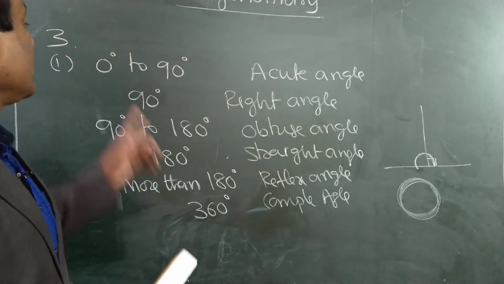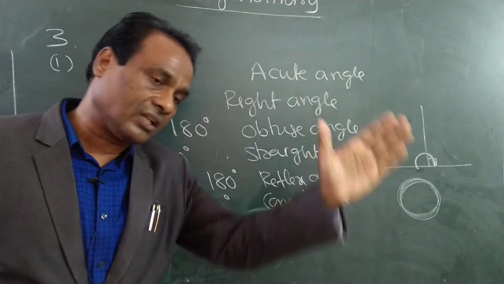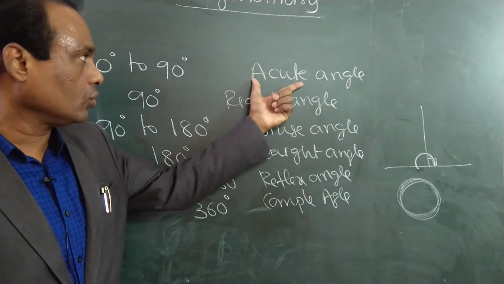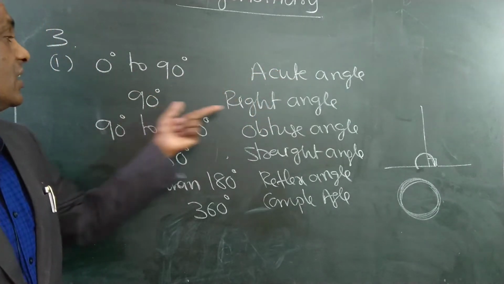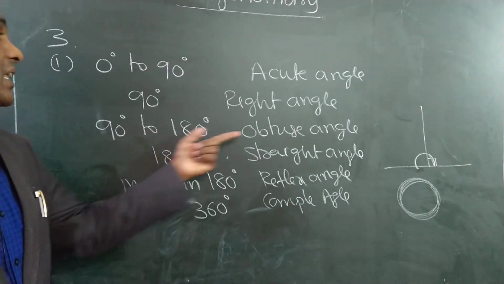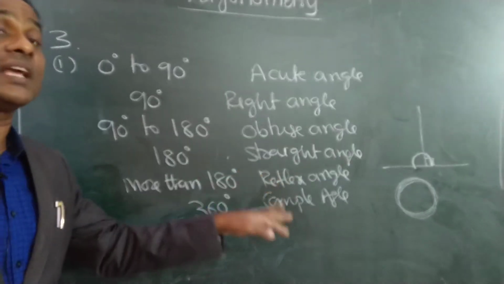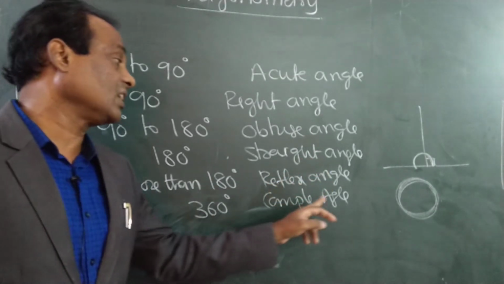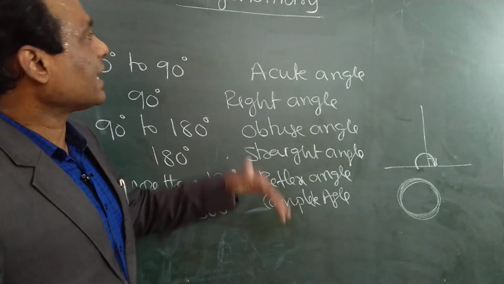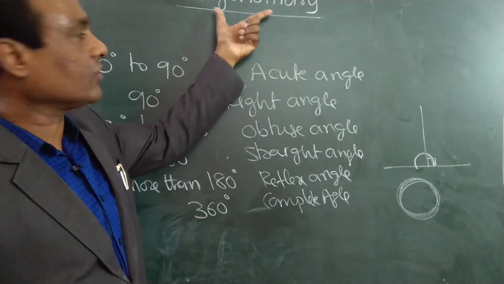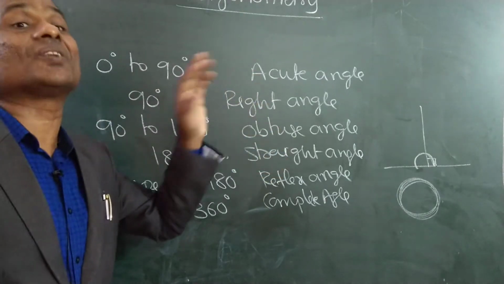So the angle between 0 to 90 degrees is called acute angle. You should know this because in the complete chapter, we may use this. So angle between 0 to 90 degrees is acute, 90 degrees is right angle, 90 to 180 is obtuse angle, 180 degrees is straight angle, more than 180 is reflex angle, 360 degrees is complete angle. So now we have not entered actually into this chapter. First I am giving some definitions about the angles because this chapter is related to the angle.